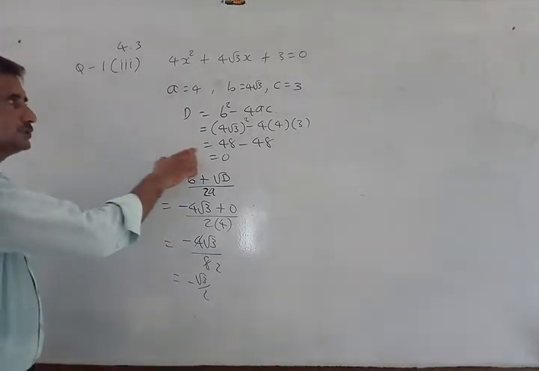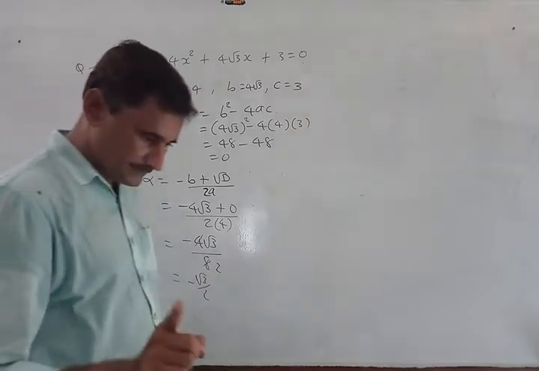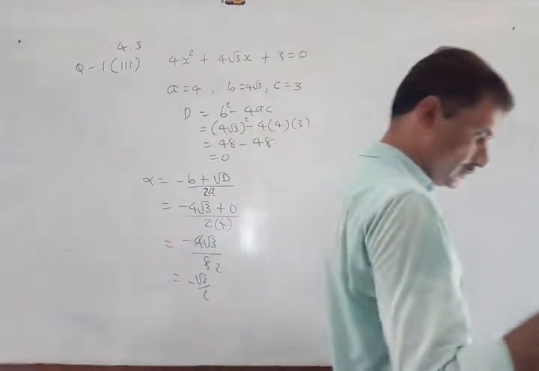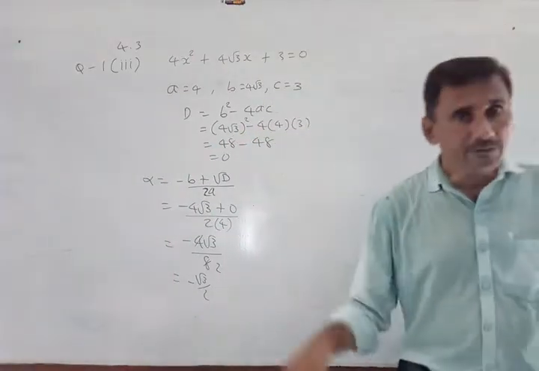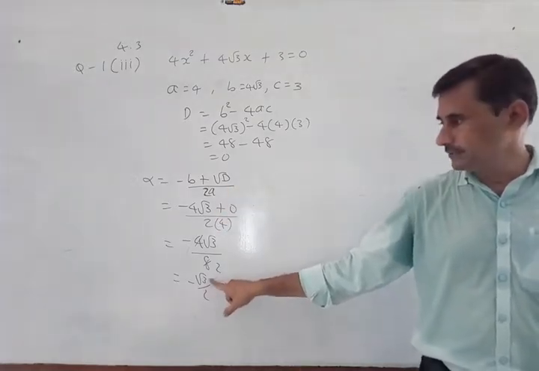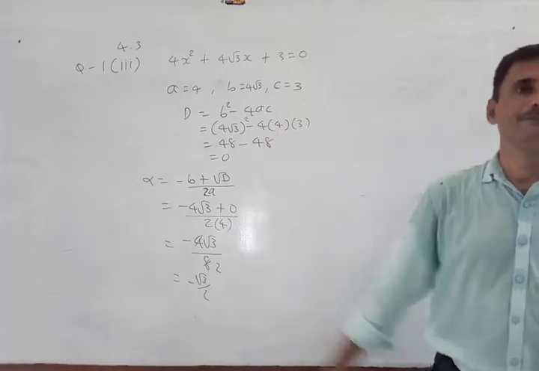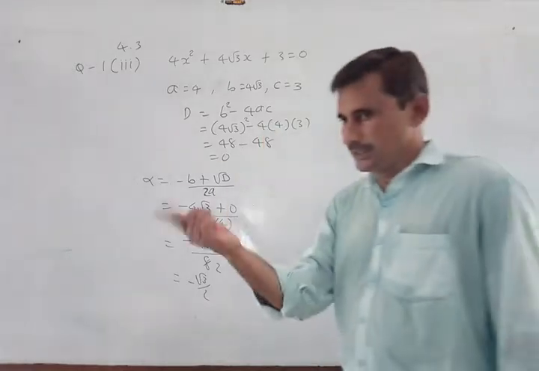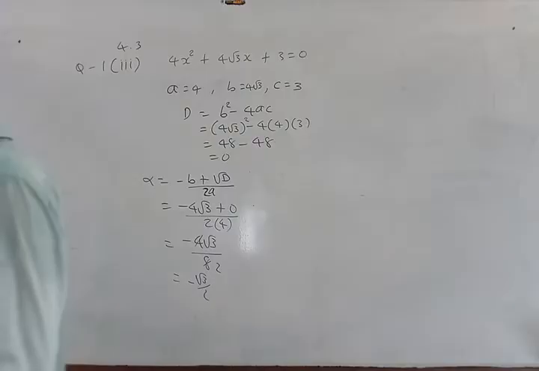As I told yesterday, D greater than 0, distinct roots. D equal to 0, identical roots, meaning equal roots. So minus root 3 by 2. Now in the next case, number 4.